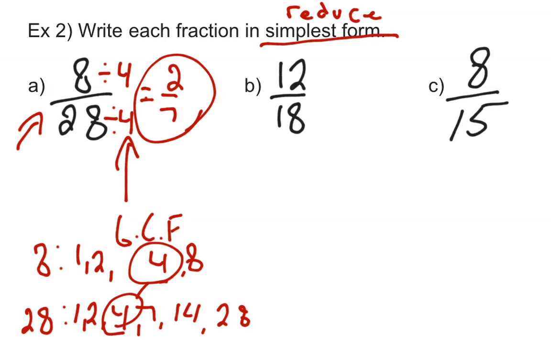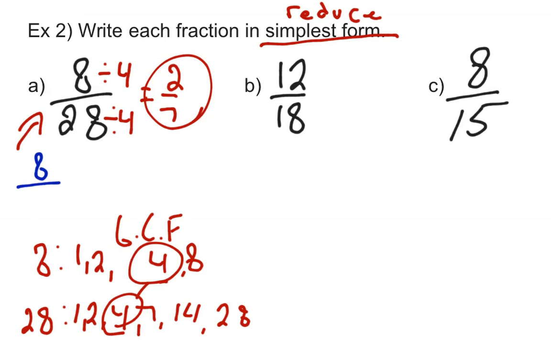Now the problem is that realistically, nobody does it that way. So what I want to show you is the way that you're probably going to do it, 8 over 28, just like I did in example 1, which is to find a number that both 8 and 28 can be divided by. The first thing that might jump out to you is that they're both even numbers. So if I divide them by 2, 8 divided by 2 is 4. 28 divided by 2, because it has to be divided by the same number, gives me 14.